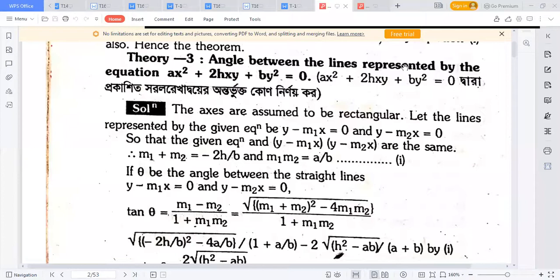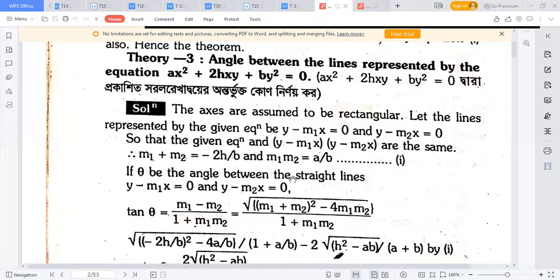So angle between the lines represented by the homogeneous quadratic equation ax square plus 2hxy plus by square. The axes are assumed to be rectangular. Let the lines represented by the given equation be y minus m1x and the other line y minus m2x. Both equations pass through the origin. Remember it. The sum of the roots is minus 2h by b, and product of the roots is a by b for the homogeneous quadratic equation.